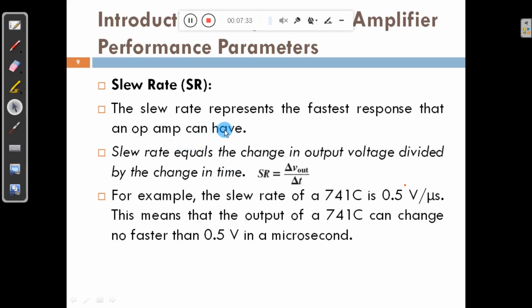So slew rate represents the fastest response that the operational amplifier can have. For example, when you give the input, how quickly the output changes with respect to time is called the slew rate. So slew rate is represented by ΔVout by Δt.